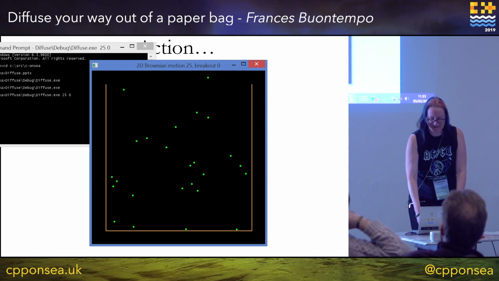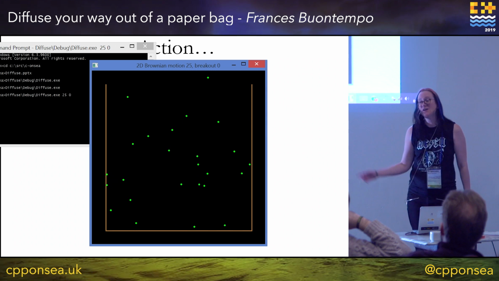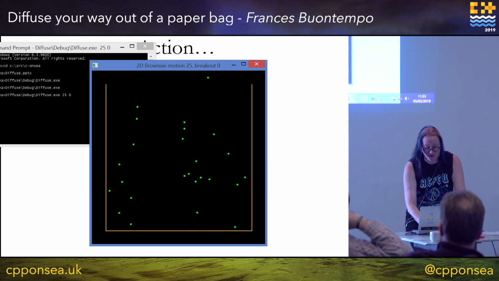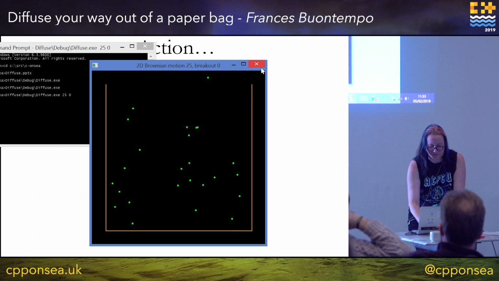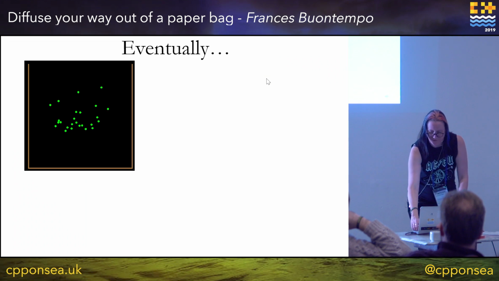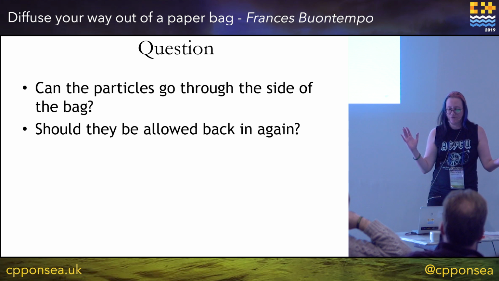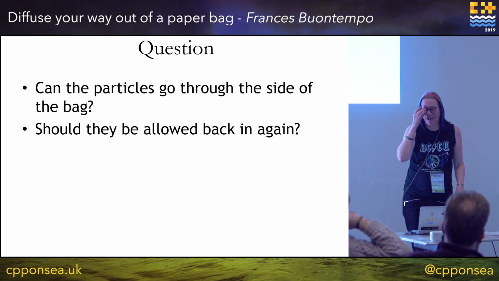On the multiplying and coding your way out of a paper bag. One of them's got out. This has slowed it down. Oh, this is terrible. And we're over halfway through, and we've got 2 more types of things to do. Right, so eventually we got some things out of a paper bag. So can we go through the sides? Are they allowed back in? I don't know. Well, configure it.